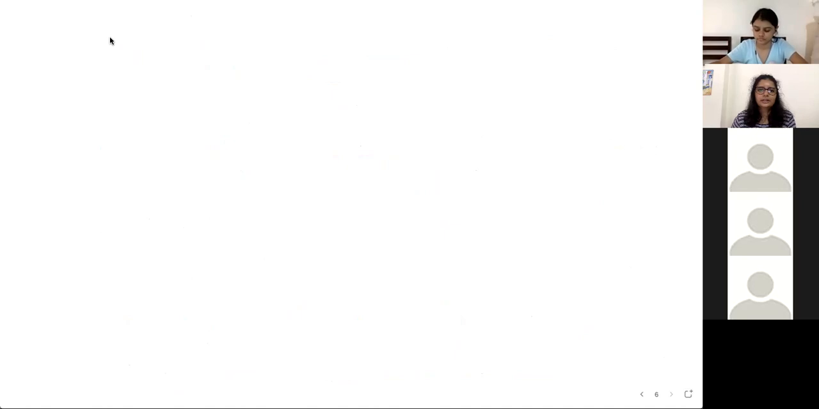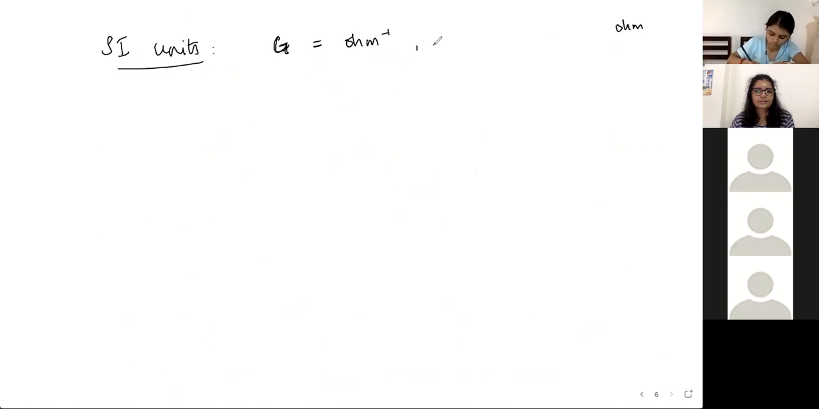All right. Now SI units. Conductance G. What do you think the SI unit of conductance would be? Like ohm, resistance, inverse. Ohm inverse is the most straightforward representation. Sometimes you'll also come across mho being used, literally the inverse of ohm.